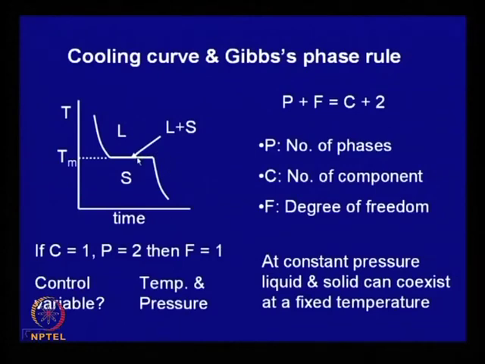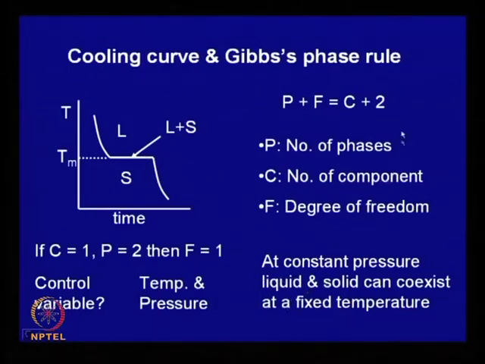Now, during the process of freezing you have two phases, liquid and solid, coexisting, so the number of phases is 2. If you substitute here, you get degree of freedom as 1, and in fact this 1 degree of freedom means it is the pressure. So, the freezing point or melting point is fixed for any metal at a given pressure. If you change pressure, of course this melting point can change.